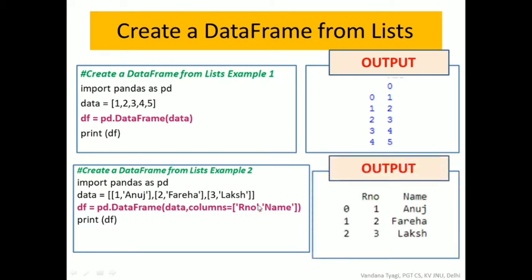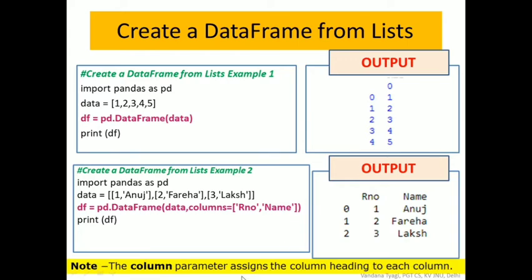So if you see, roll number and name become now the column labels. Since I am not specifying index here, by default it is generating the row indexes 0, 1, 2, and all these values are stored accordingly. The roll numbers are under the heading RNO and the names are under the heading name. So this columns parameter is assigning the column headings to each column.